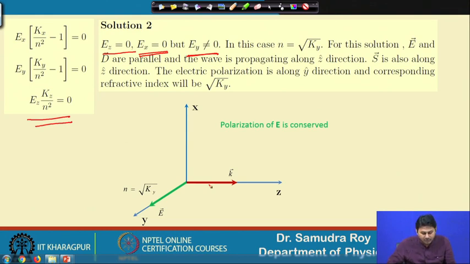Here I would like to stop because solution 3 is still possible, and we will find out what it is in the next class. In solution 3, we will take Ex and Ey both non-zero. If we take both Ex and Ey non-zero, we will find some interesting facts. So, we will do that in the next class. Here we will stop.